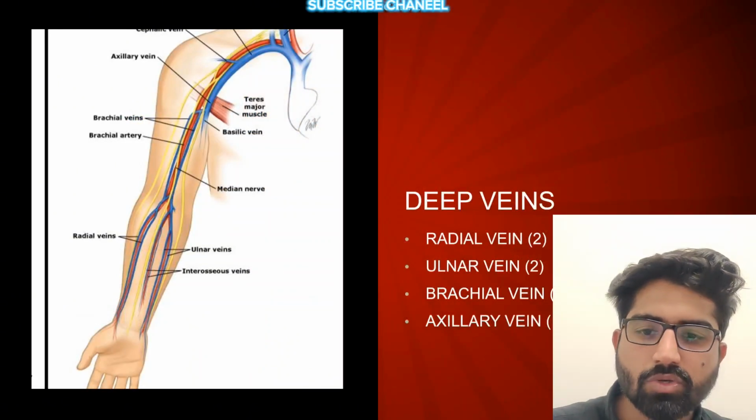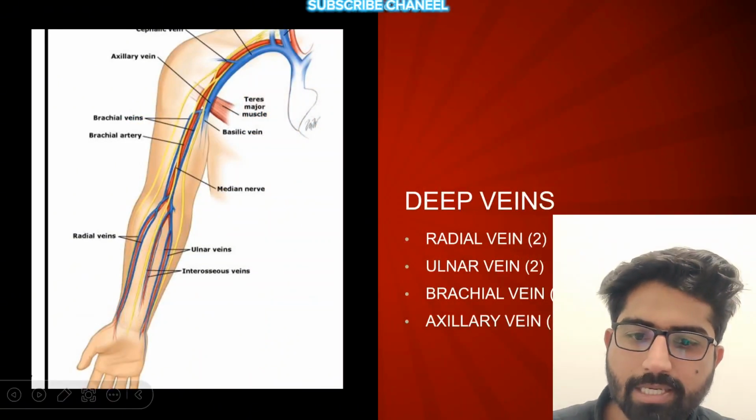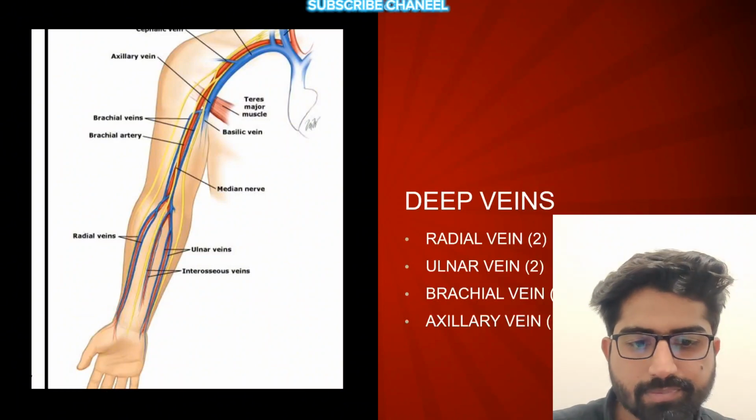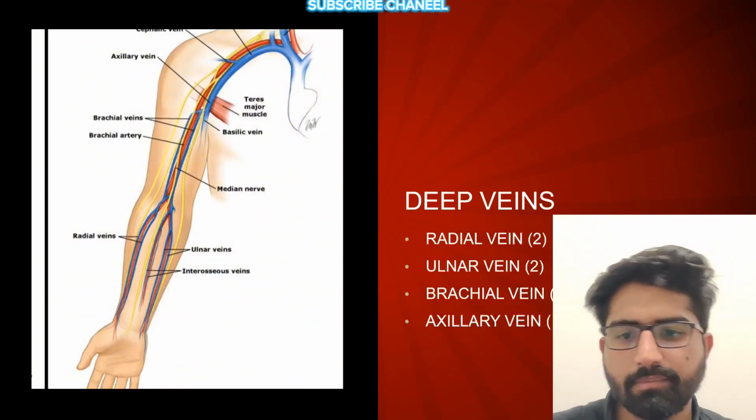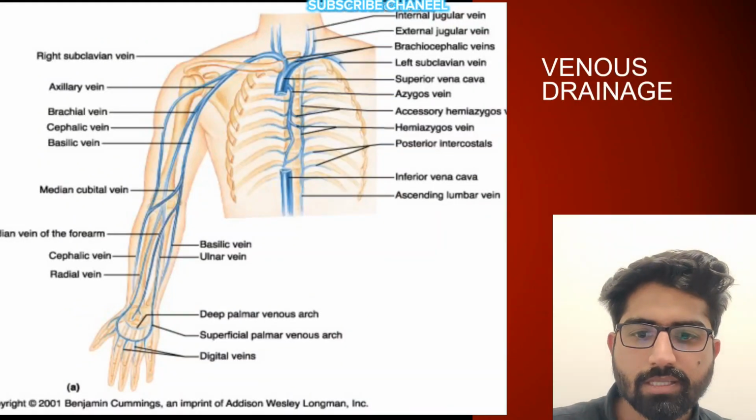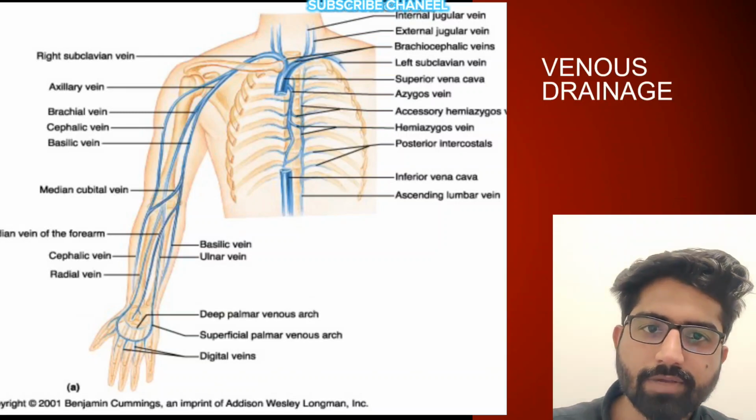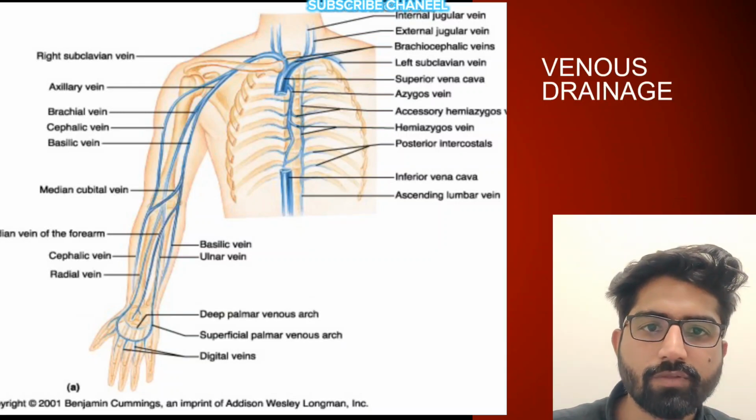The deep veins, which accompany the deep arteries, are the radial vein, ulnar vein, brachial vein, and axillary vein. This is the venous supply of the upper limb.